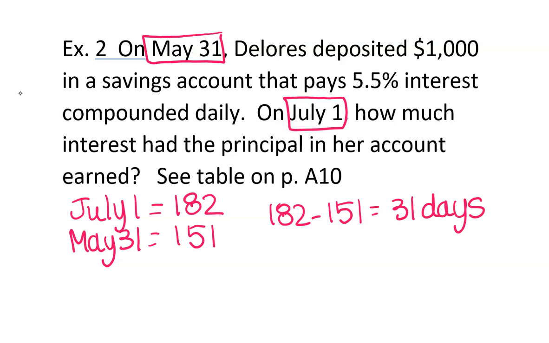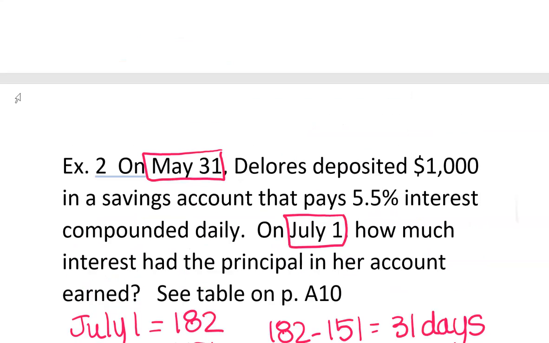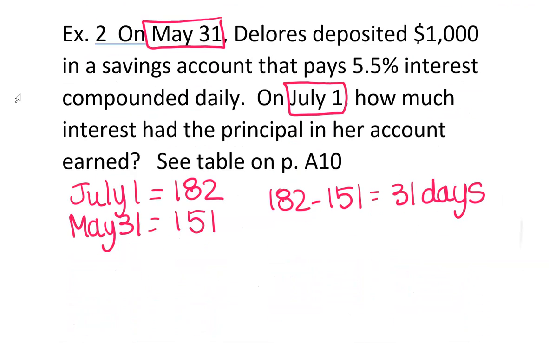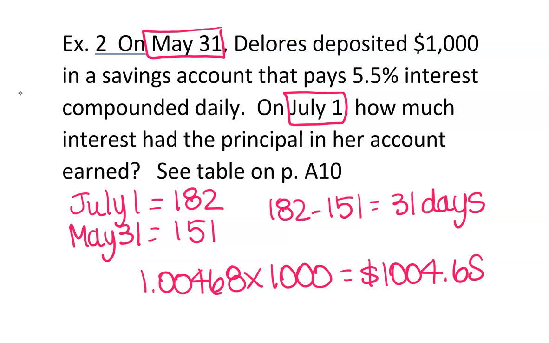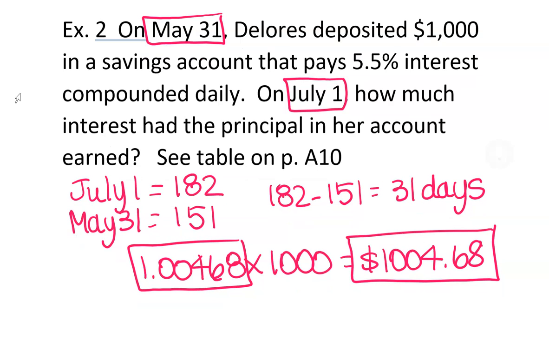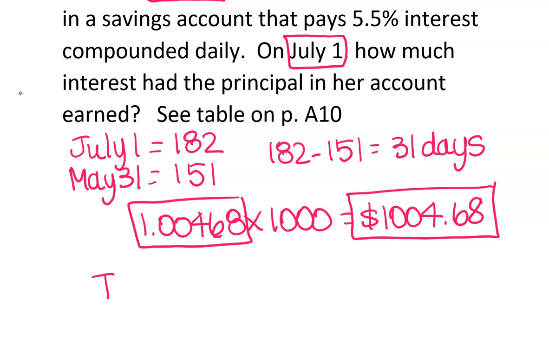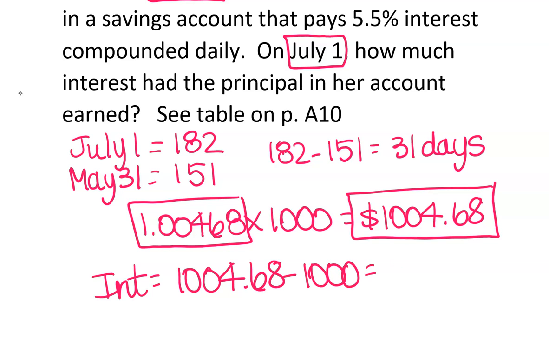Now remember, we just used the amount for 31 days. It was 1.00468. So we're going to multiply it times our amount, $1,000, and we get 1,004.68. Again, to find the interest, you're going to take 1,004.68 and subtract 1,000 off of it. So a whopping $4.68.